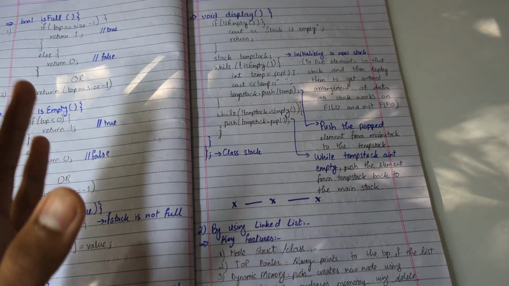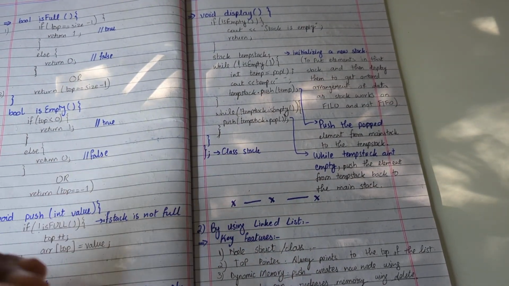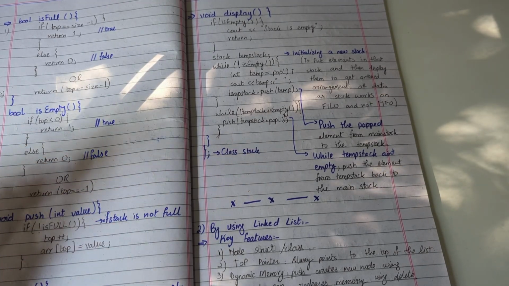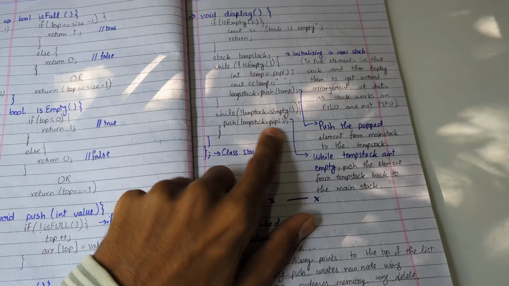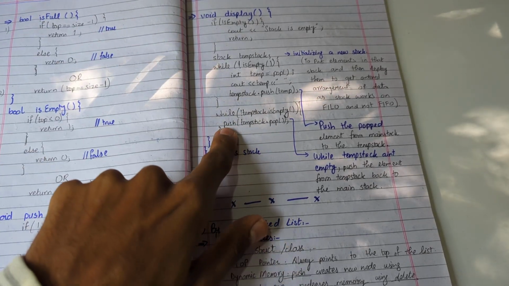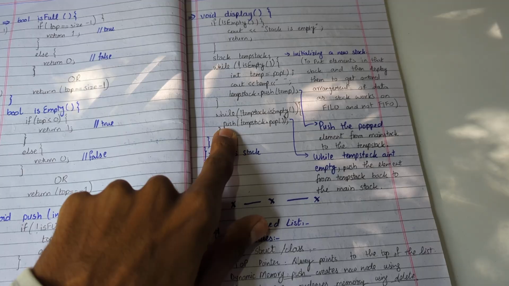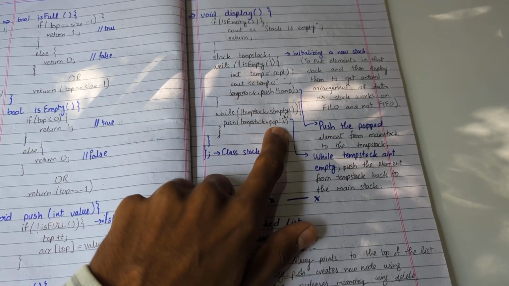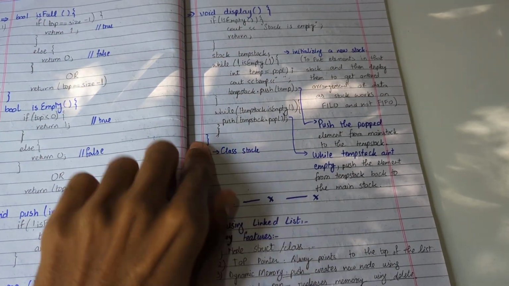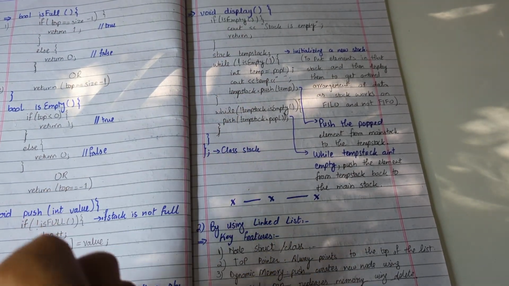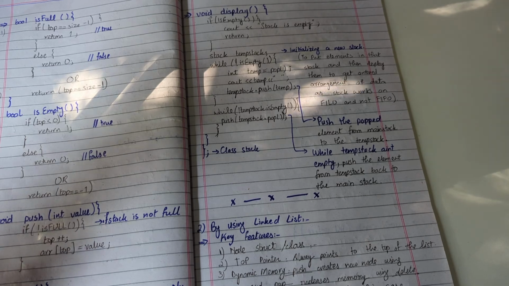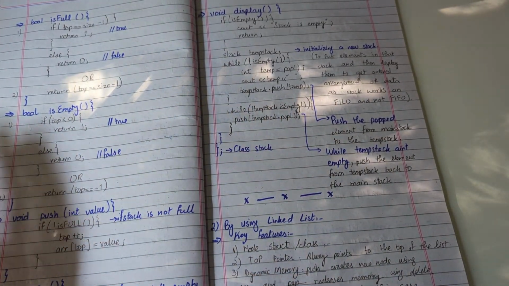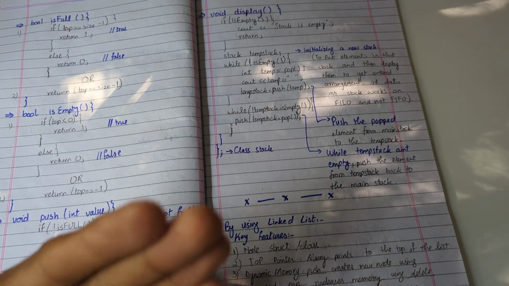After we've displayed all our elements, we just need to pop all the elements from the temp stack, as you can see here, temp stack.pop, and push them into the main stack. This is a function of the main stack. We pop the elements from the temporary stack, and then we keep pushing them into the main stack, so our stack configuration doesn't get mixed up. So basically, this was all the working of a stack using arrays.